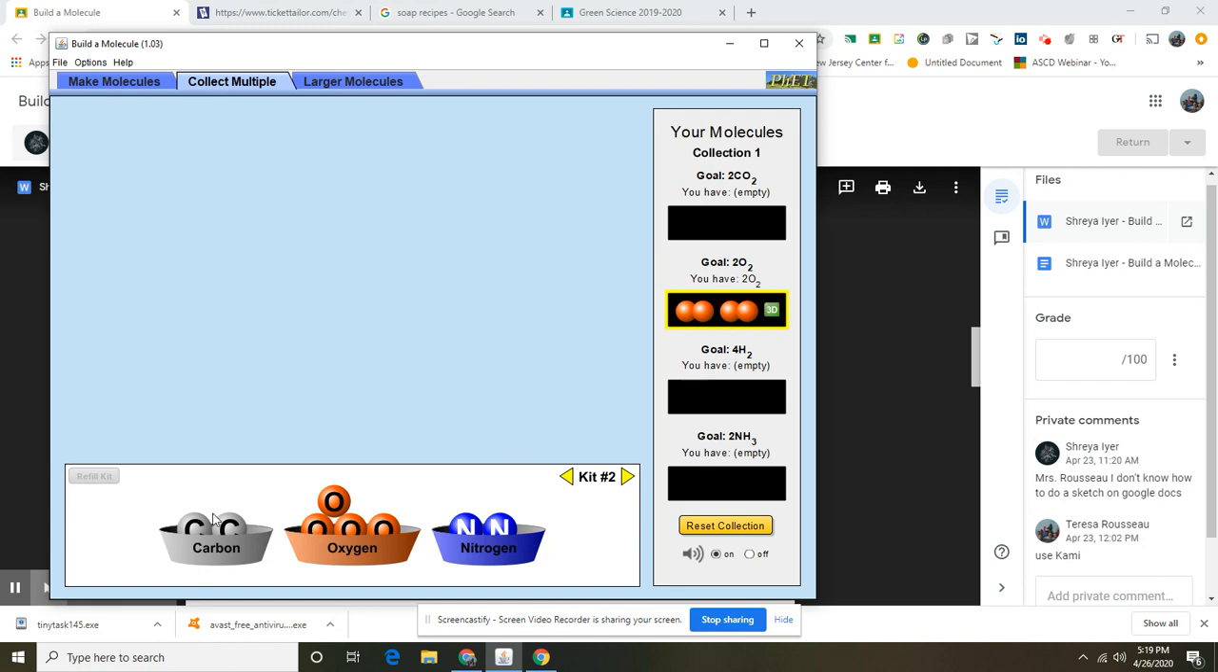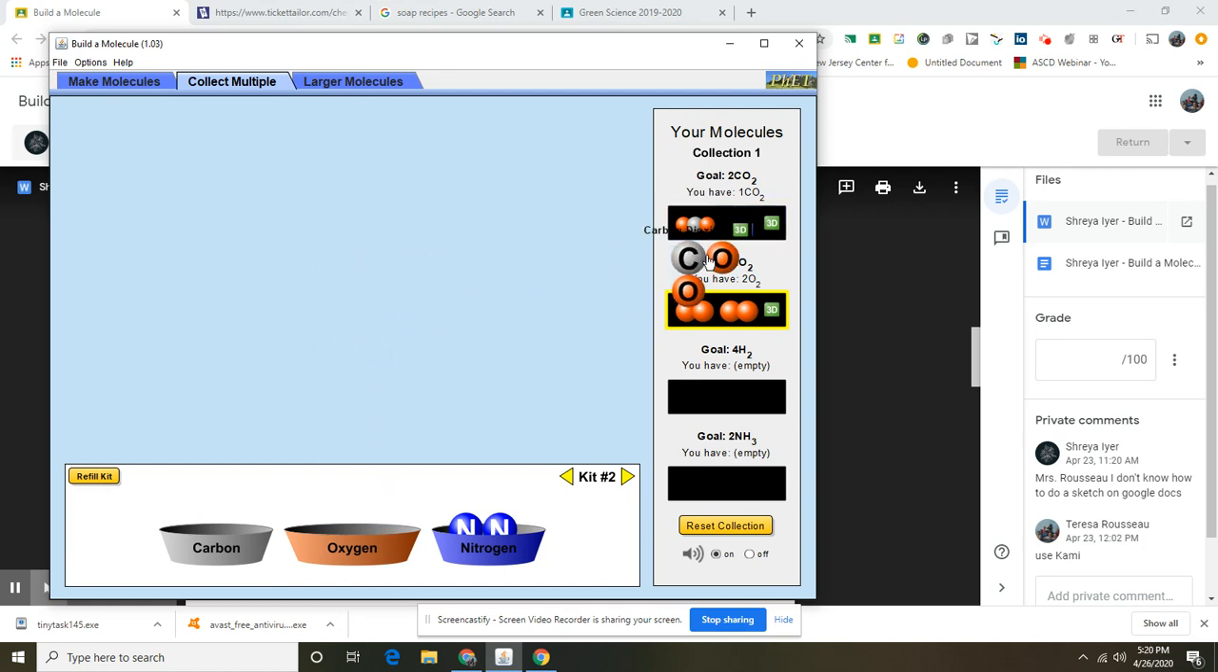But let's look at the carbon and the oxygen. So if I go carbon, oxygen, oxygen, that's 1 molecule. I can put it here. But if I look at the coefficient, it tells me I want 2 molecules. So I've got carbon, oxygen, and oxygen again.